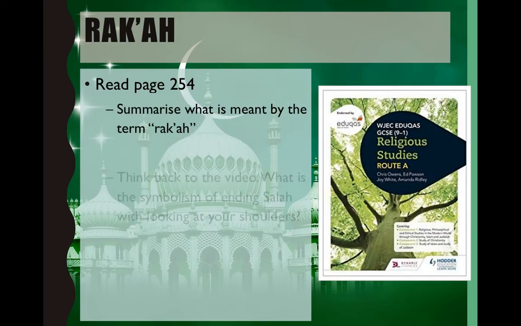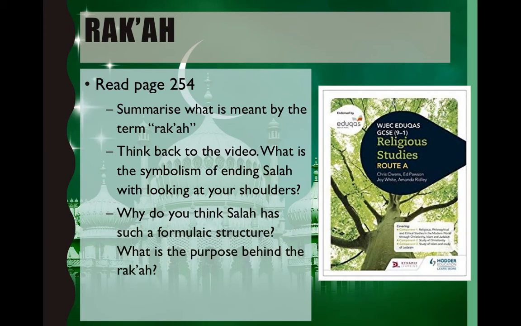So looking at the raka in more detail, this is simply a set pattern of movements. Now each movement has a different name and a different meaning, from standing to prostrating to bowing to kneeling, and all of them have words that go along with it. And then at the end of that, the question here, what is the symbolism of the ending salah, looking over your shoulders, is addressing the angels, one on each shoulder, and acknowledging them, that one is recording your good deeds and one your not so good deeds.